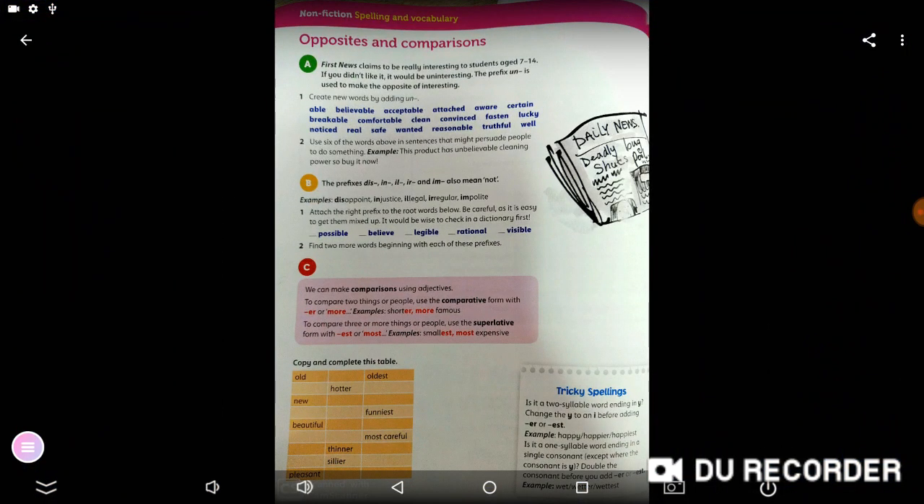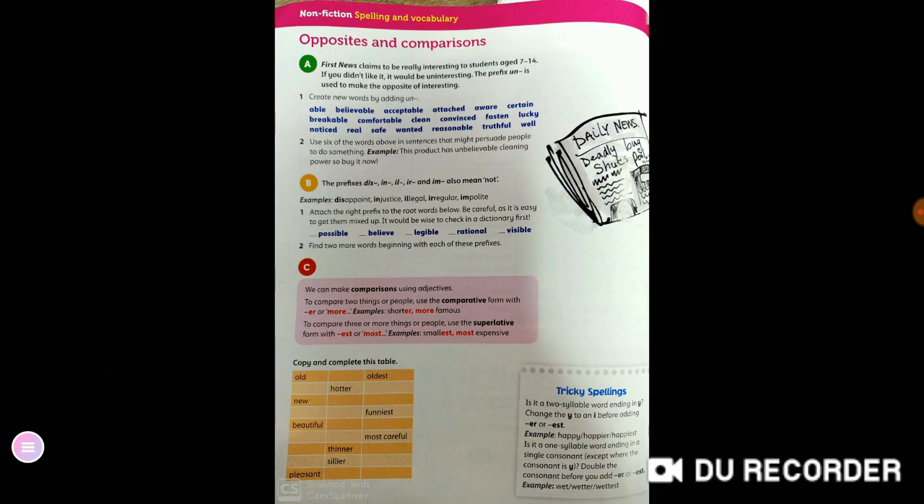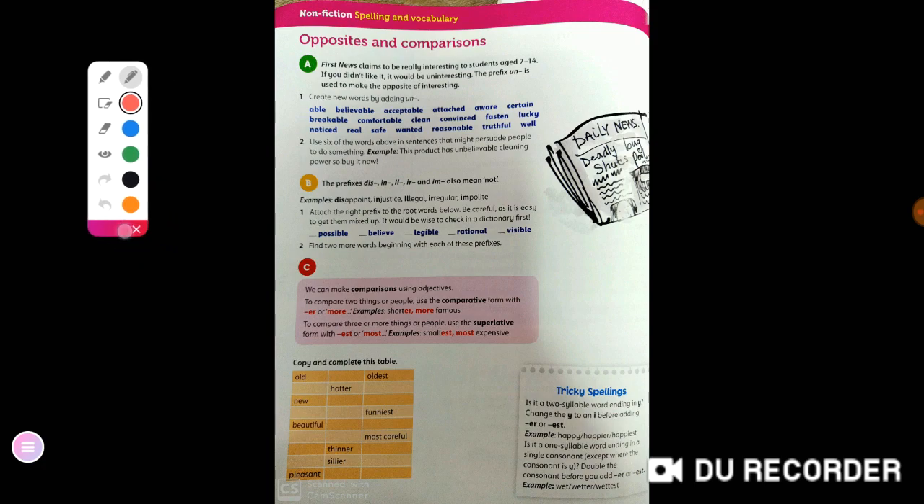Use 6 of the words above in sentences that might persuade people to do something. So you're going to use 6, not 5. Example: this product has unbelievable cleaning power, so buy it now. Again, how are you going to use these words? Not just in normal or regular sentences. You're going to try to persuade someone to do something or to buy the product.